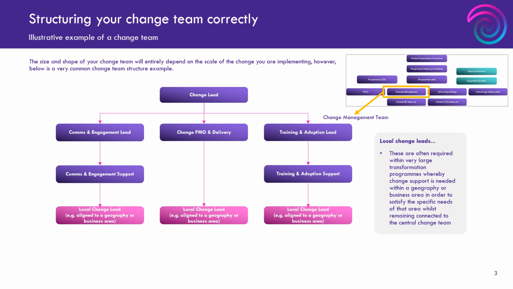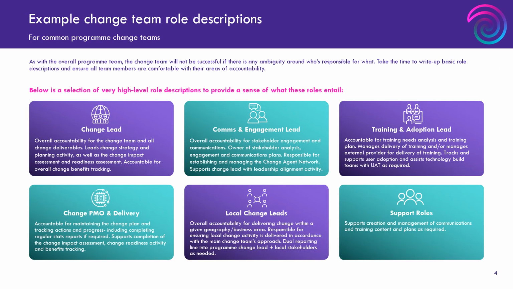You might also have, if you're talking about very large scale programs, local change leads out within different geographies or countries. So if you're doing change across a broad geographical landscape, you might need to say we've got a central change team and then we've got a change lead that looks after Asia, that looks after Europe, that type of thing. So that is common where you've got really large scale change programs.